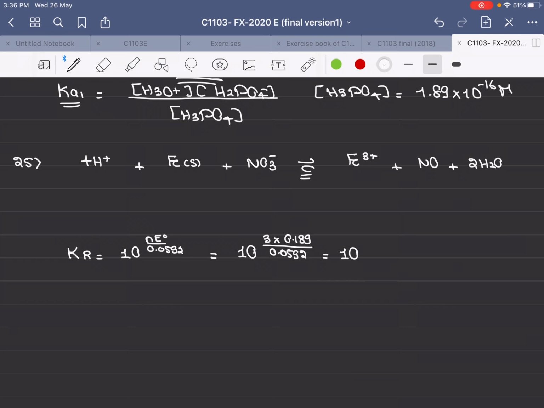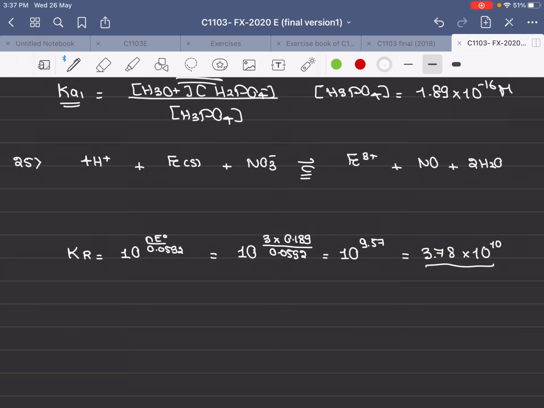Let's calculate it right away because you're going to need it. 3 times 0.189 divided by 0.0592 gives 10 to the power 9.57. I won't write it all out; you get 3.78 times 10 to the power 10. Make sure of it, because the battery is not that good. So this is your K.